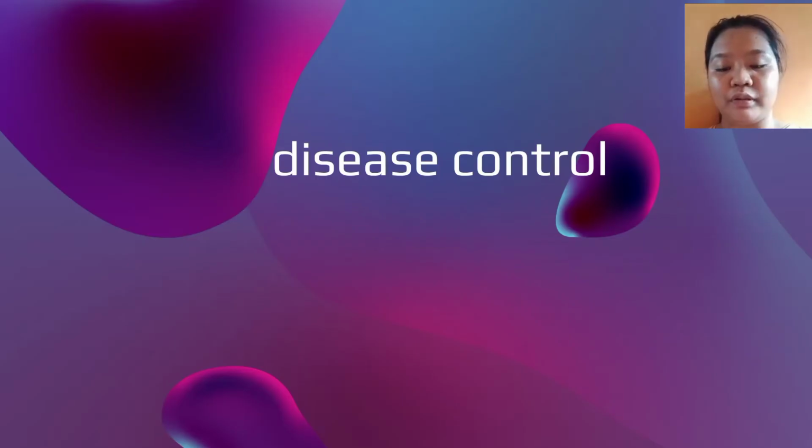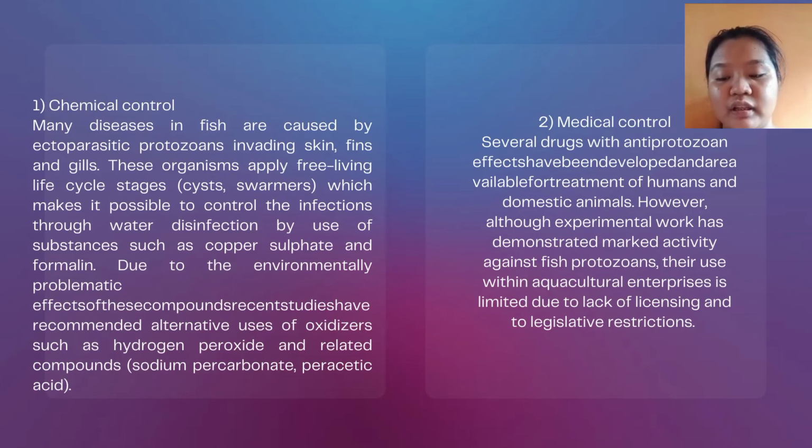Disease control. First is the chemical control. Many diseases in fish are caused by ectoparasitic protozoans invading the skin, fins, and gills. These organisms have free-living life cycle stages, which make it possible to control the infections through water disinfection by use of substances such as copper sulfate and formalin.